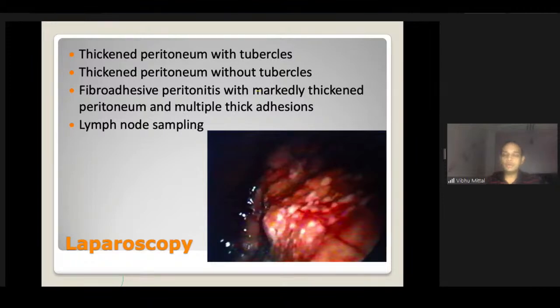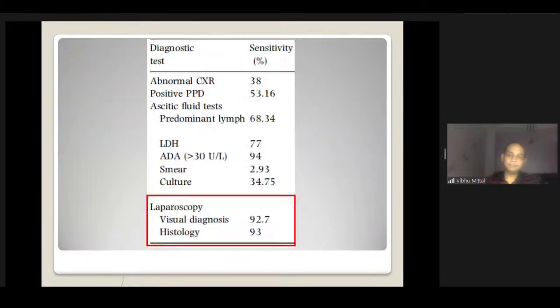You should not shy away from it in cases where, even after this many tests, you are not able to make a diagnosis of the etiology of low SAAG ascites. Laparoscopy should be asked for. Thickened peritoneum with tubercles, without tubercles, fibroadhesive peritonitis, lymph node sampling. It will give you tissue, the description. Otherwise, it is more than 70% sensitive and specific to make a diagnosis of tuberculosis or malignancy.